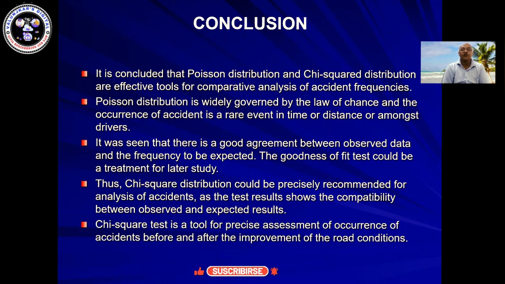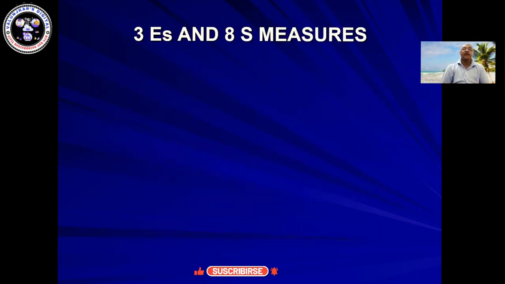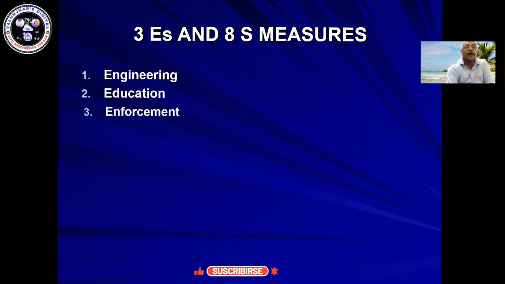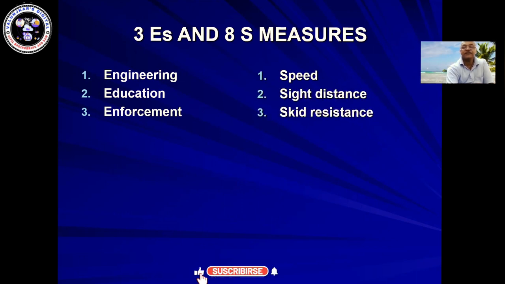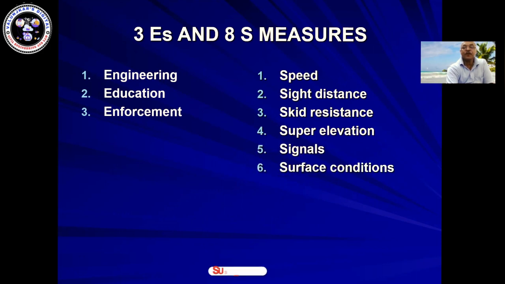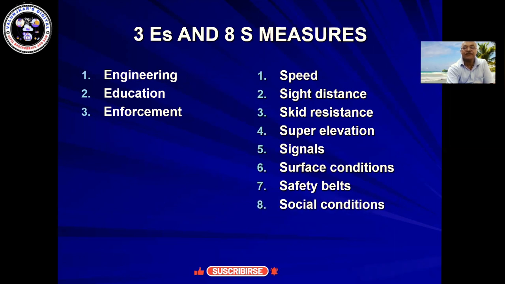The chi-square test is a tool for precise assessment of the occurrence of accidents before and after the improvement of road conditions. So, the 3 E's and 8 S measures. The first are the engineering measures, education and enforcement. Similarly here: speed, side distance, head resistance, super elevation, signals, surface conditions, safety belts and social conditions. These are the 3 E's and 8 S measures for the control of road accidents.